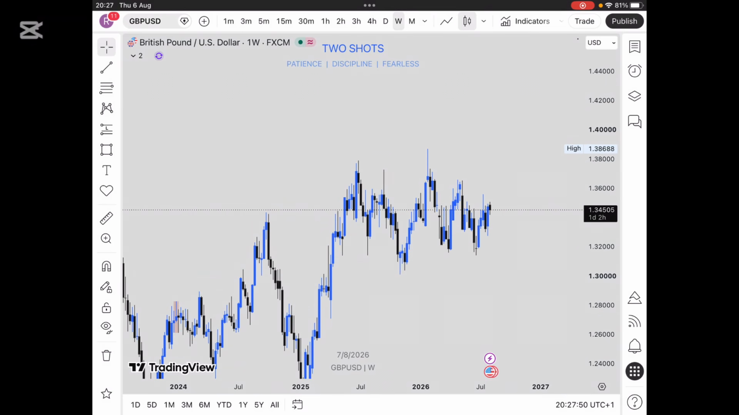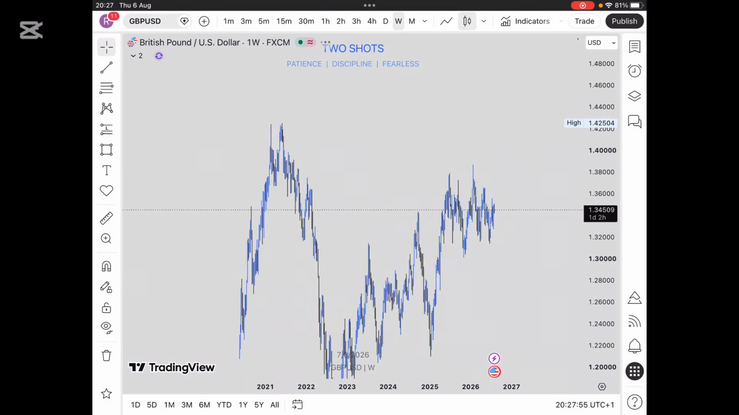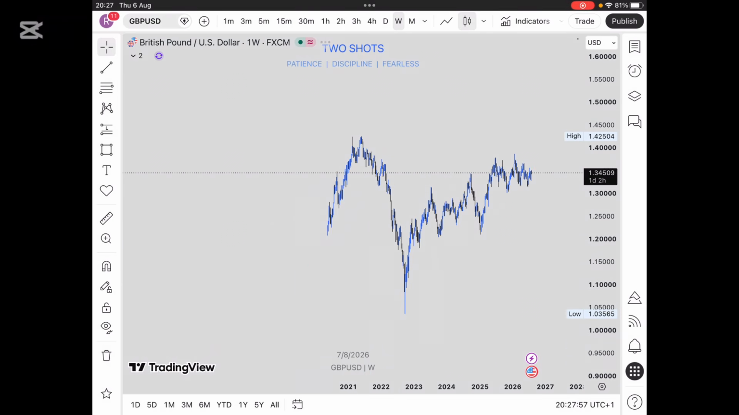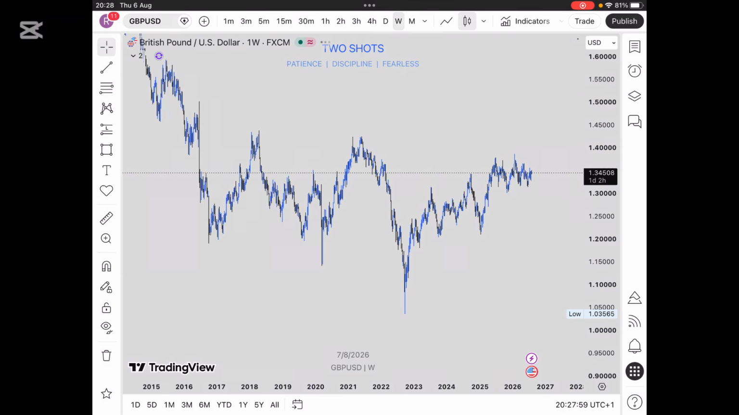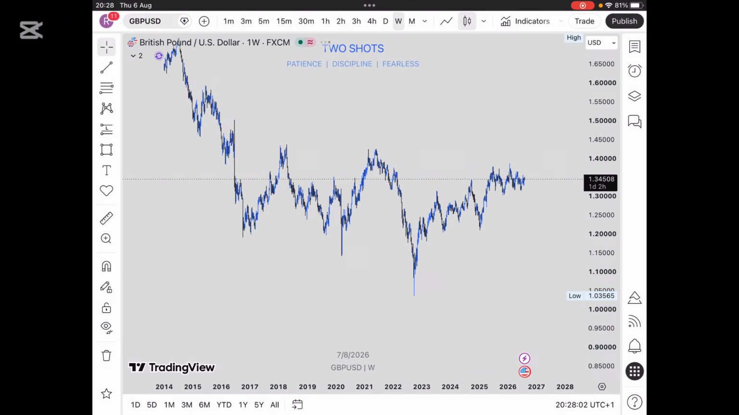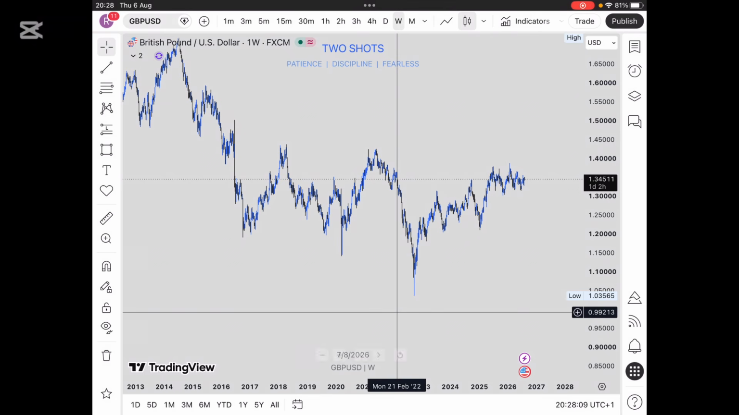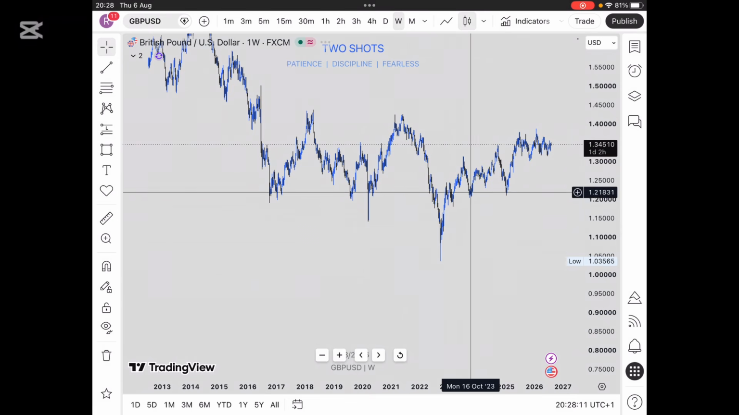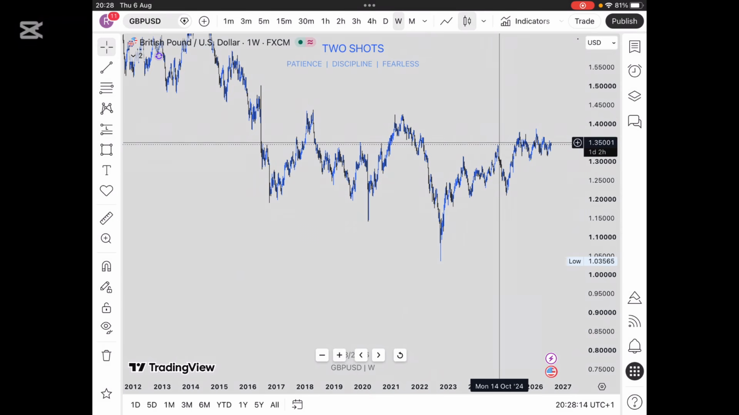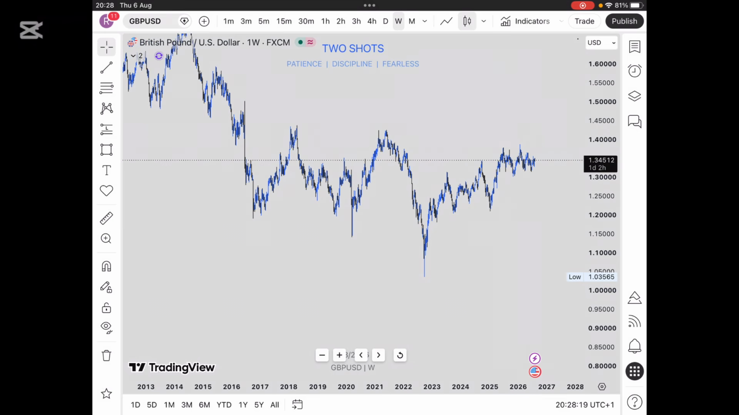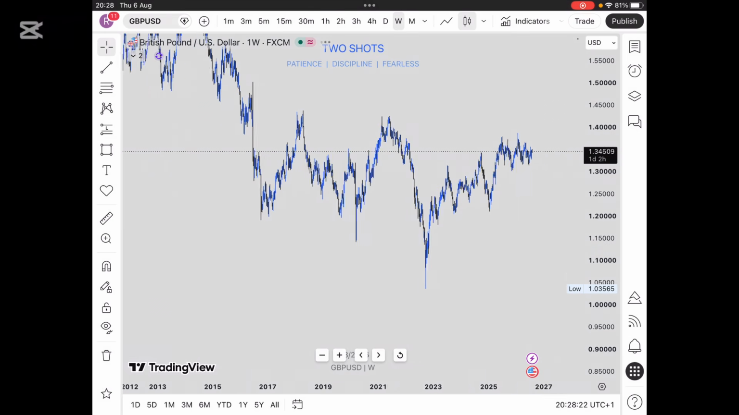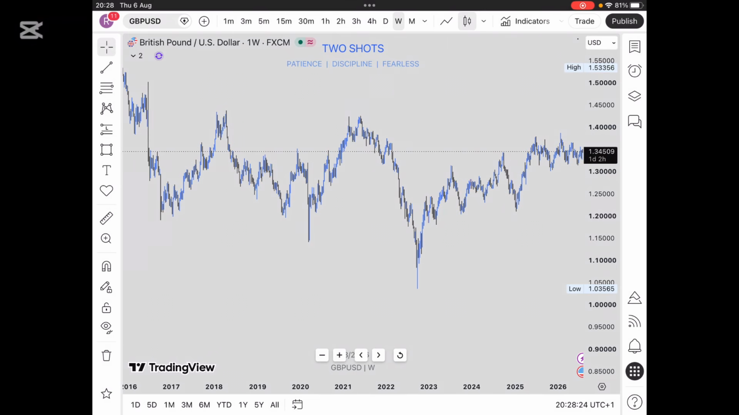So currently this is GBPUSD weekly time frame, and if we shrink into our chart we can see that GBPUSD has been bearish over the last few months, and we have actually been in a bullish retracement back to our supply zone, and from the look of things we've already arrived at the higher time frame supply zone.